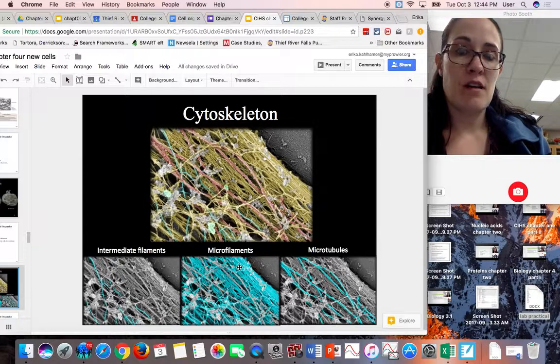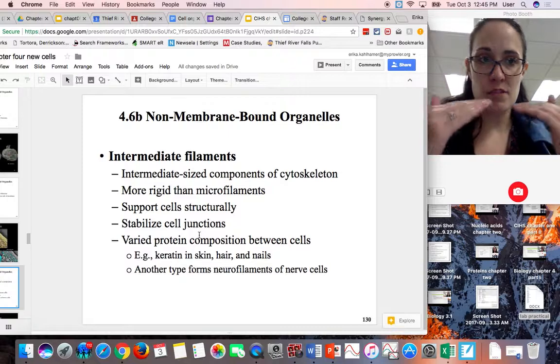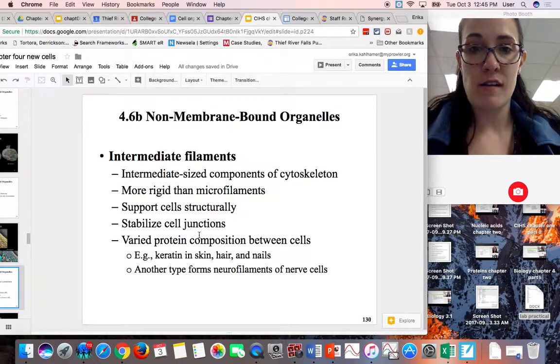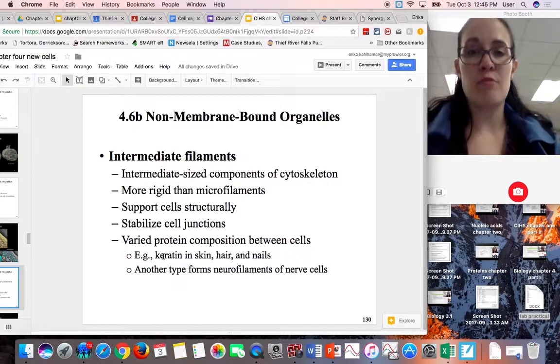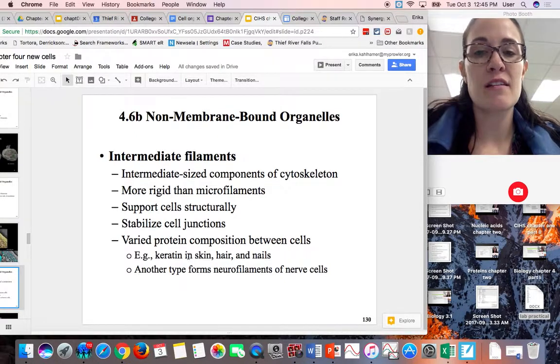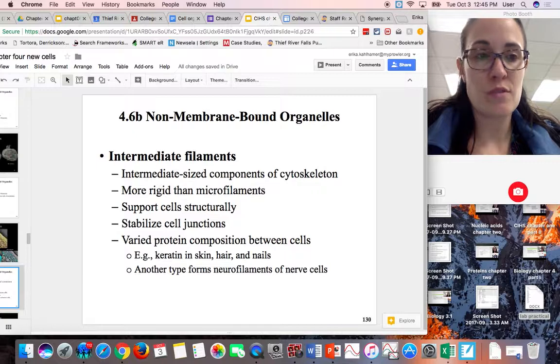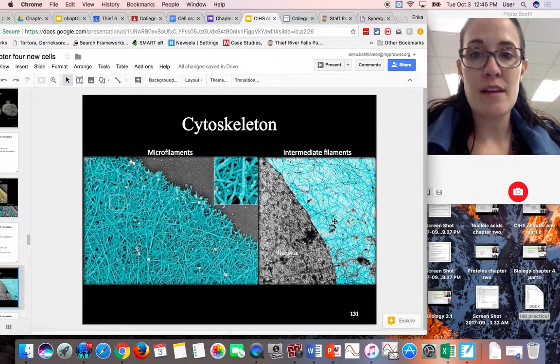Microfilaments are the smallest. Intermediate filaments are a little bit more rigid. Again, they are involved in structure. They're going to support cell-to-cell junctions. An example of where we might find them is keratin in the skin, which gives a hardening, thickening of the skin, hair, and nails, which is probably the most interesting one to note. There's intermediate.